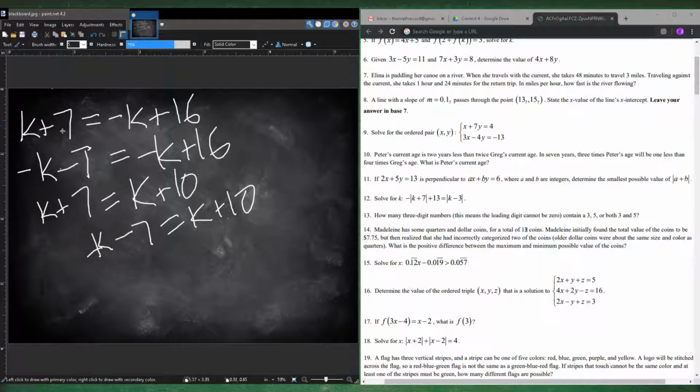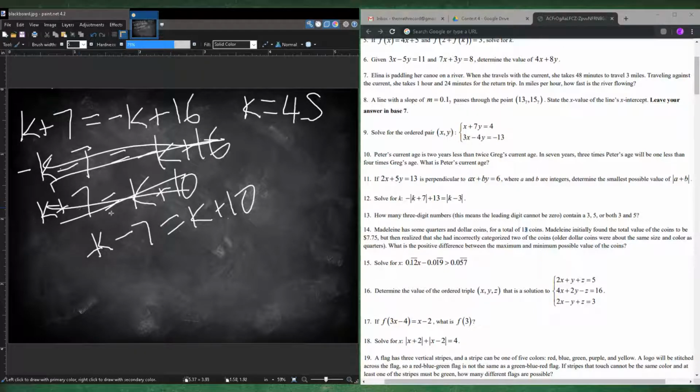So k plus 7 and negative k plus 16, that's 2k is equal to 9. So k is equal to 4.5. Negative k minus 7 and negative k plus 16. No matter what way, it's not going to be equal, because if you add k to both sides, it's negative 7 is equal to 16, which is not true. So you can't do anything about this, so this thing is not possible.